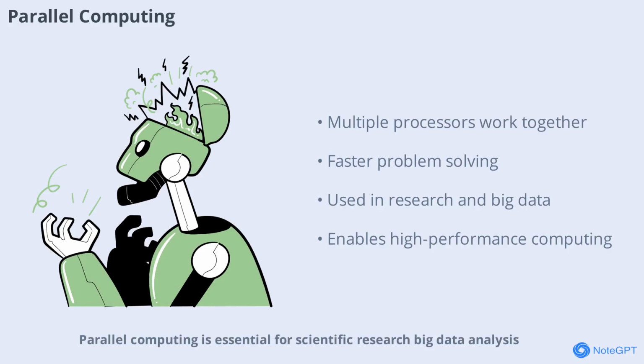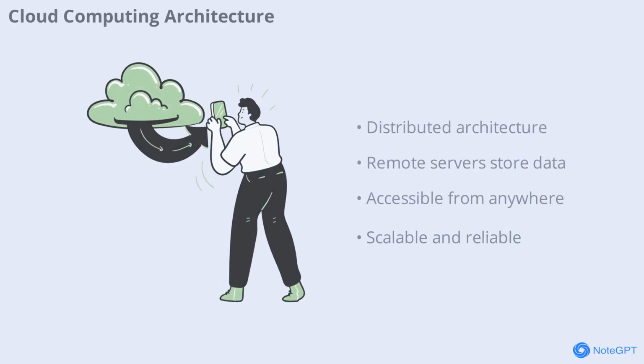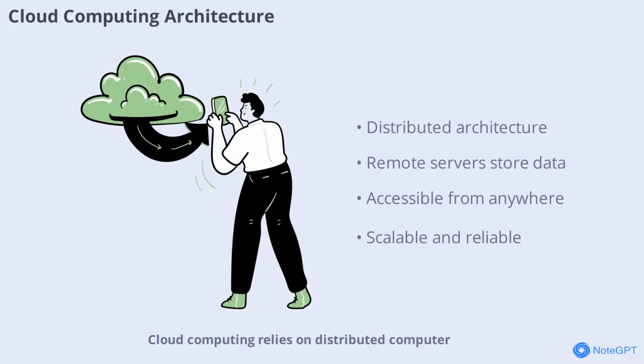Parallel computing is essential for scientific research, big data analysis, and high-performance computing applications. Cloud computing relies on distributed computer architecture to deliver services over the internet. Data and applications are stored on remote servers, which users access from anywhere. Cloud architecture uses virtualization, load balancing, and redundancy to provide scalable, reliable, and secure computing resources for businesses and individuals.